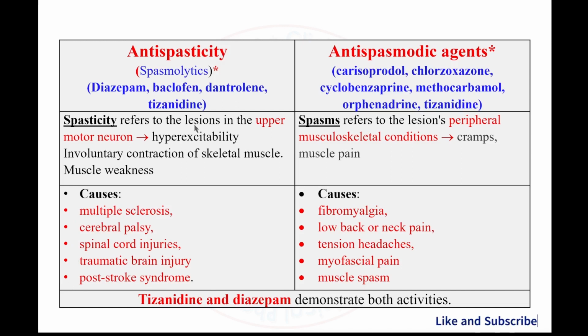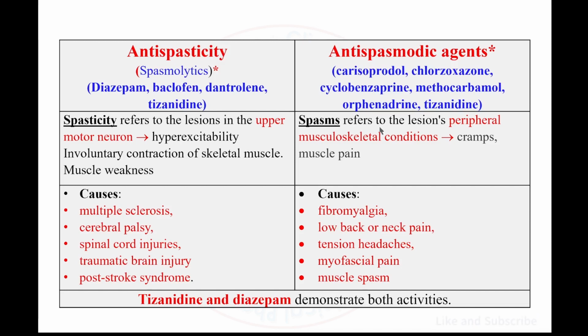What medication do we use for patients who suffer from upper motor neuron lesions such as sclerosis, palsy, or cord injury? We have four medications for spasticity, and we call these antispasticity. So what we have so far: diazepam, baclofen, dantrolene, then tizanidine. So four medications.